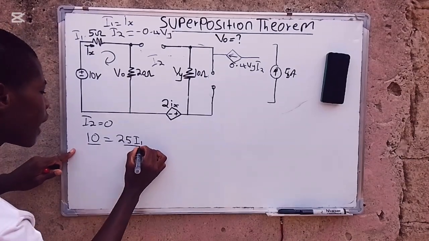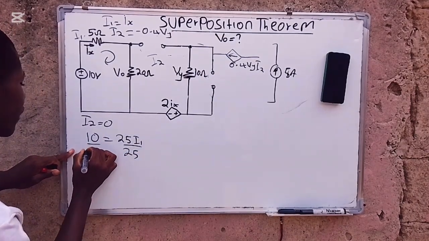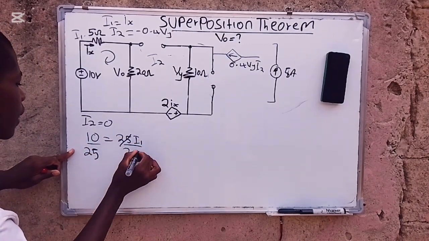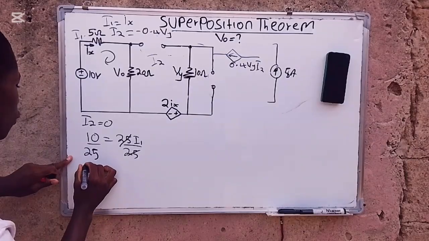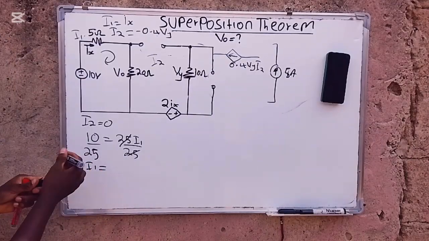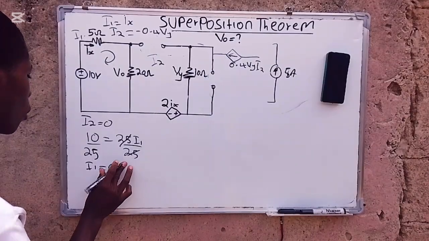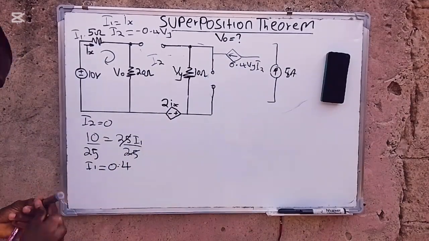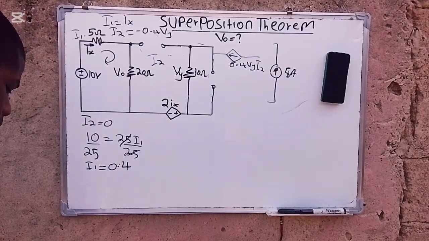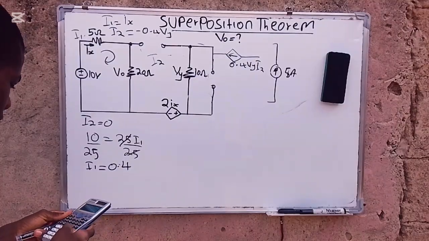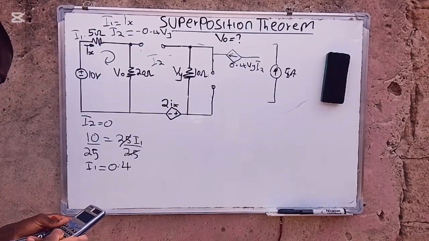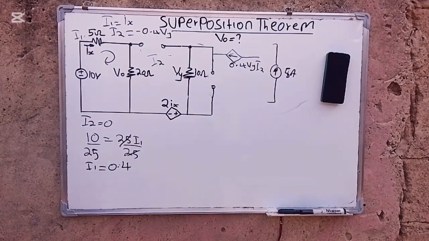So if I divide both sides by 25, 25 will cancel 25. So the I1 should now be equal to 10 divided by 25. I think it is 0.4, but let me check it. If I say 10 divided by 25, yes, it will give me 0.4.